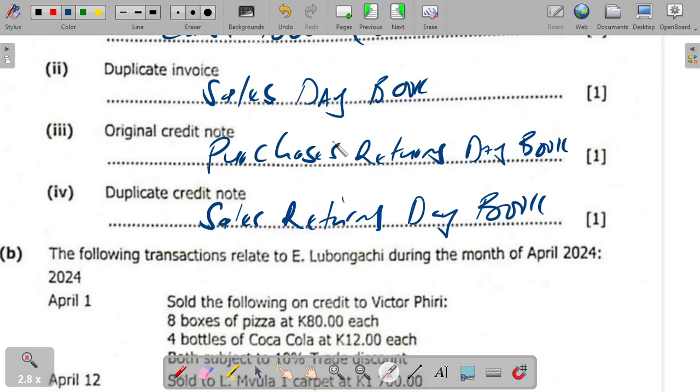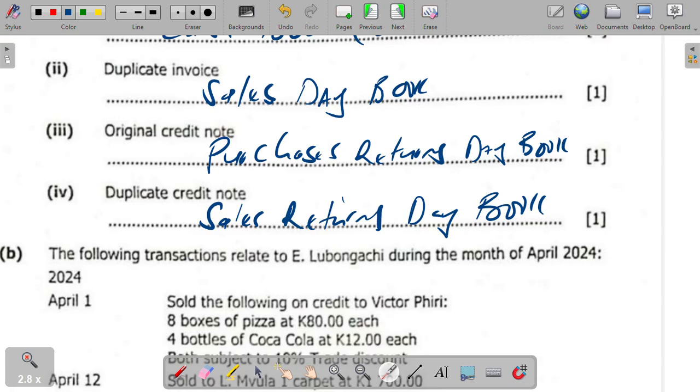When they return goods to you to say, okay, Mr. Piri, Mr. Mwanza, your goods that we bought from you are not okay, we are returning these goods. So you prepare what? An original credit note, which is given to the buyer. So original credit note is received by the buyer when goods are returned to a supplier. Okay, this is recorded in the purchases returns daybook. Original credit note.